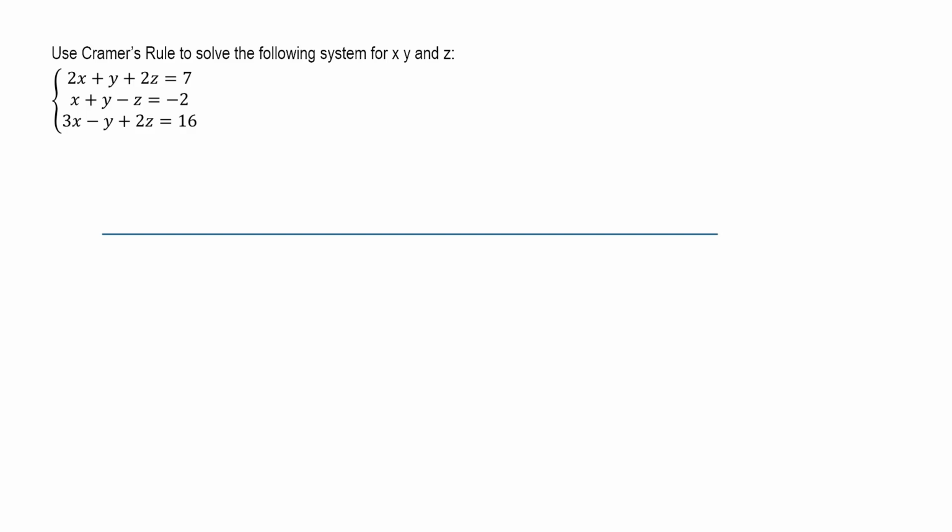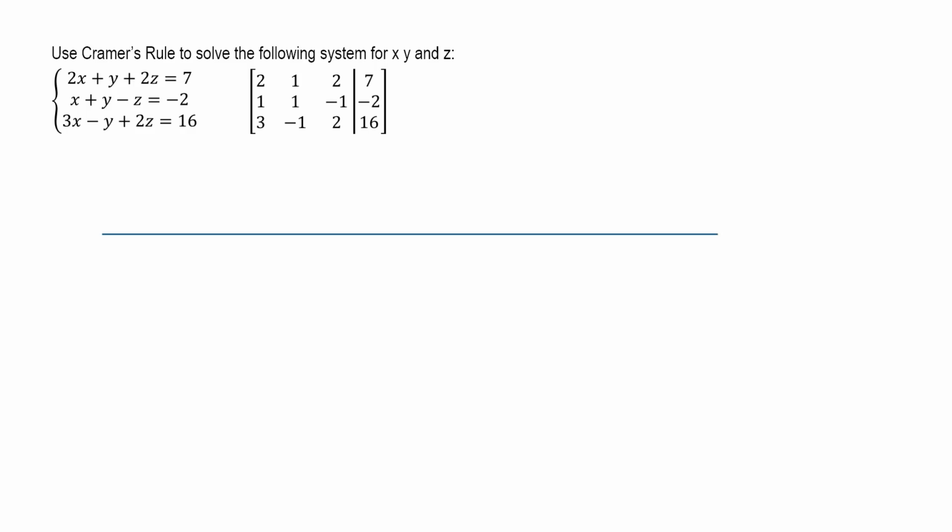So I want to start at the beginning of this problem using Cramer's rule because we had to rush through it. So I'm going to just solve for x. Solving for y and z is exactly the same procedure. So first we're going to write our matrix that goes with this system of equations.